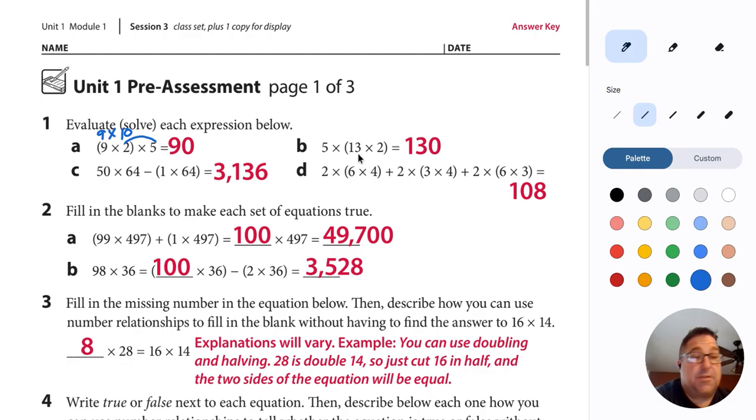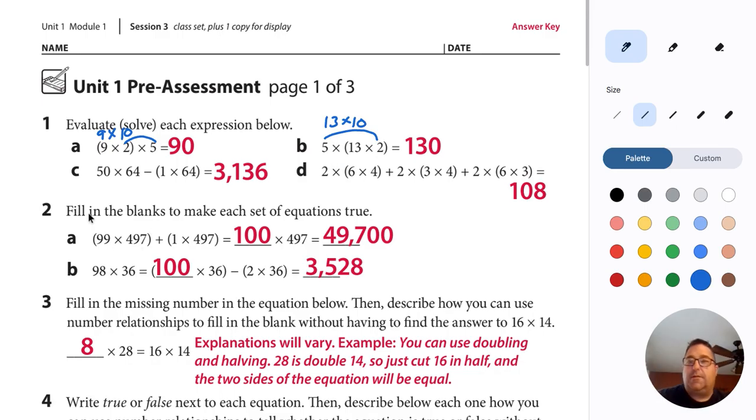Same over here. If we're just multiplying, we can multiply in any order. So I could do 13 times 2 and get 26. What's 26 times 5? Or let's do this. What's 5 times 2? That's 10. Now we just have 13 times 10 to get to that 130. So remember, if you're just multiplying, multiply in any order.